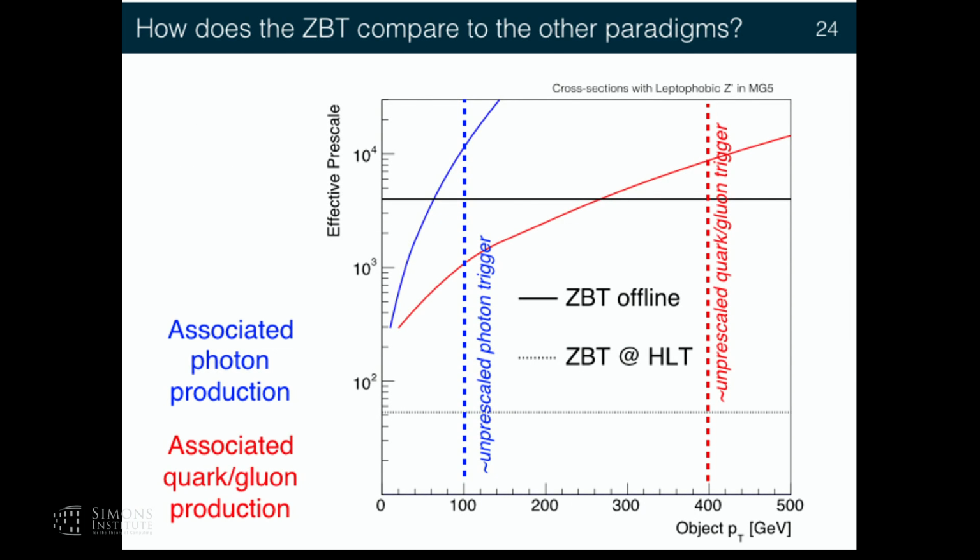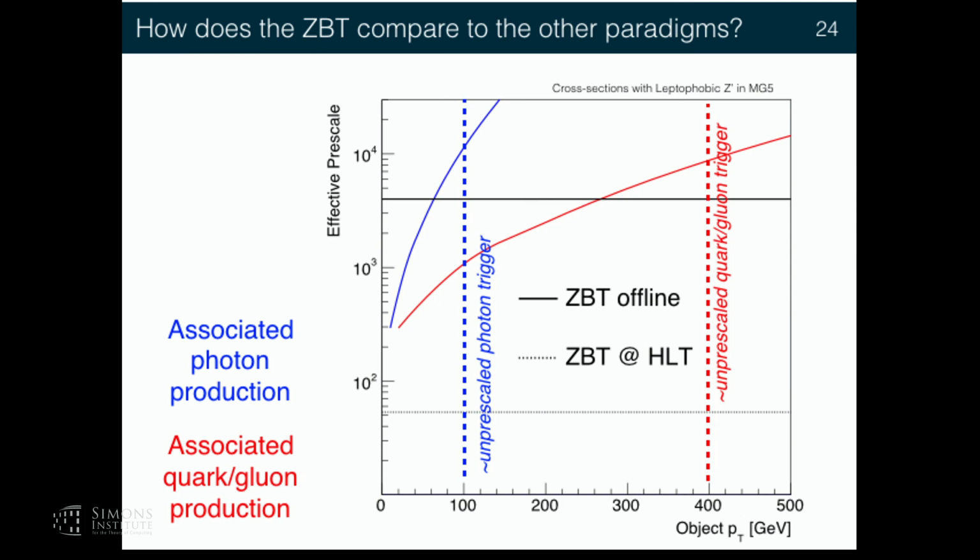And here is a plot that shows a comparison of the effective prescale as a function of the object energy. A higher number means you're throwing away more events randomly. 1 means you save everything. The blue is if your associated object is a photon, and the red is if your associated object is a quark or a gluon. And as Katerina said, we have higher prescales for quarks and gluons. The prescale for those is like 400 in these units, GeV, and for photons it's a bit lower.